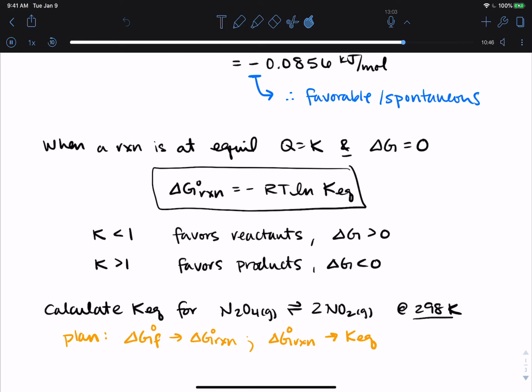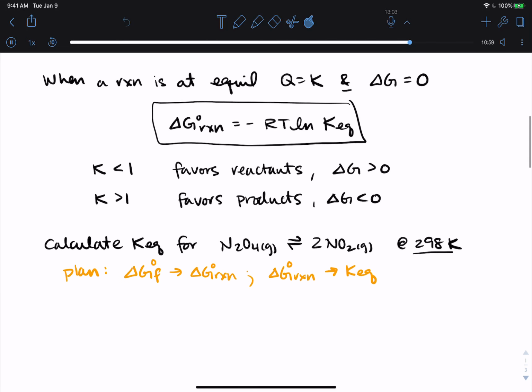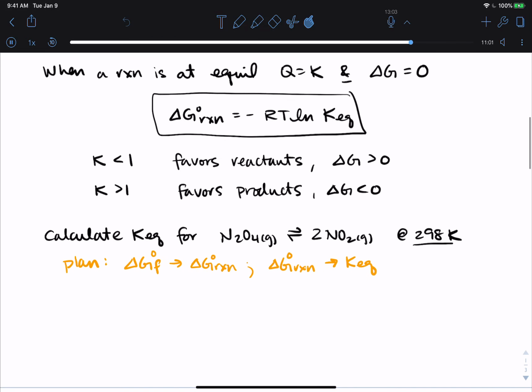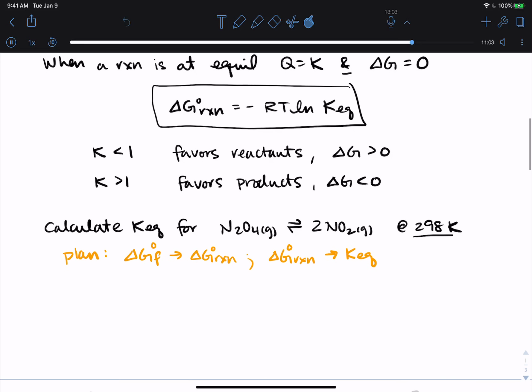So if you want to give this a try, this is a really good place to pause the video and try solving this problem before watching the rest of the solution. In fact, I will put the rest of the solution a little bit further down the page so that you have a place to pause and a little bit of a break.